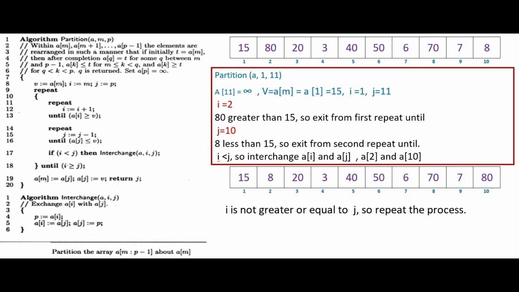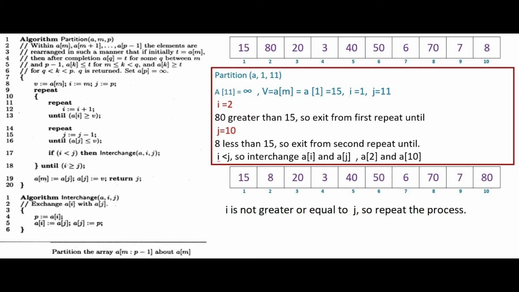The largest element than the key element from left side, and we select the smallest element than the key element from right side. That is 8. Okay, we select two elements, 8 and 80. Smallest element from right side, largest element from left side. Then interchange A of I and A of j, A of 2 and A of 10, 80 and 8.